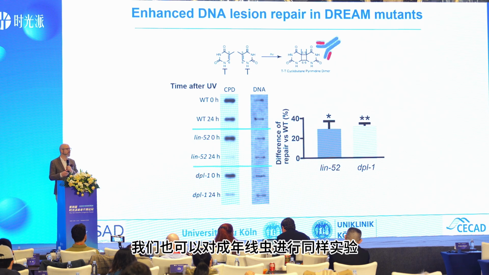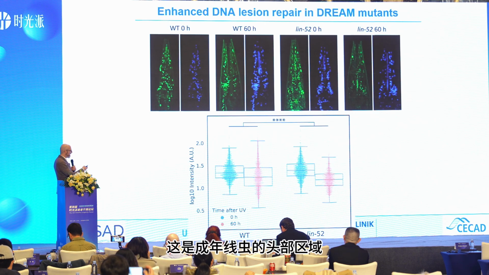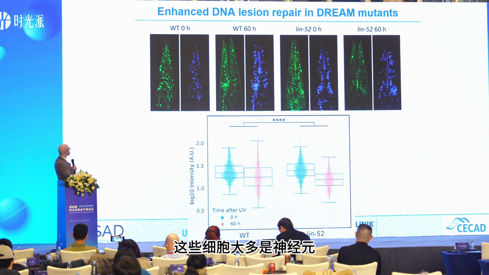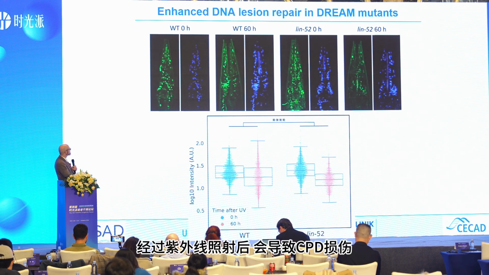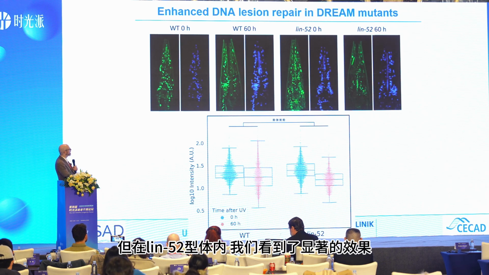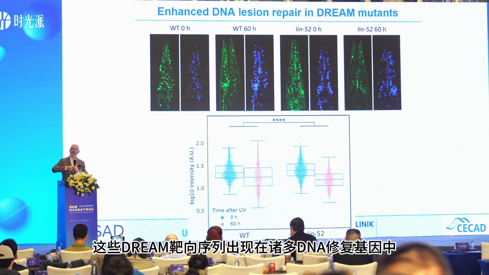We can do the same in adult worms. Here we see the head region of an adult worm. Most of these cells are neurons. They form CPD lesions after UV, here in immunofluorescence, and they're very ineffectively removed in adults, but they're much more effectively removed in lin-52 mutants. Repair kinetics are better. Now, this DREAM target sequence is present in so many of the DNA repair genes.